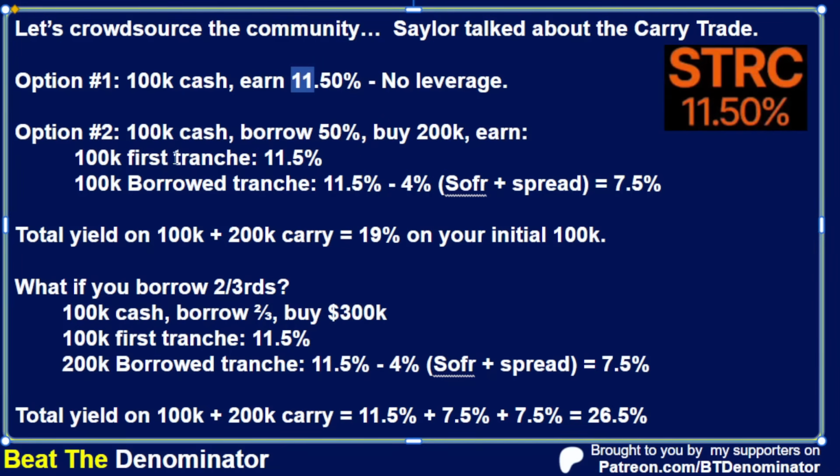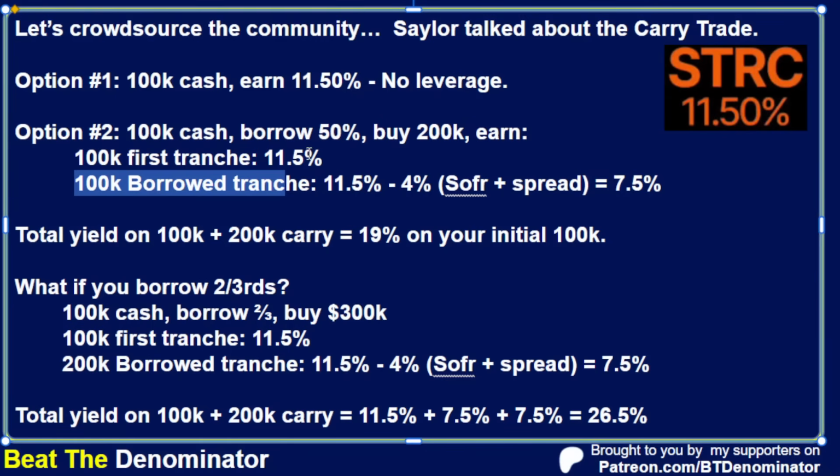Now let's imagine option number two. You put $100,000 in cash, and you decide to use it as collateral. You borrow 50%, which is typical for margin. So you actually buy $200,000 worth of Stretch with only $100,000 of cash and $100,000 which you borrow. You're buying $200,000 worth of Stretch, which will serve as collateral for the borrowed tranche.